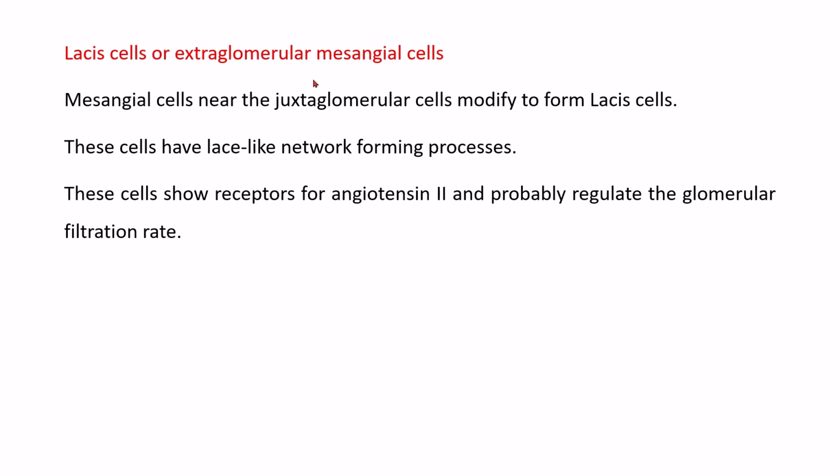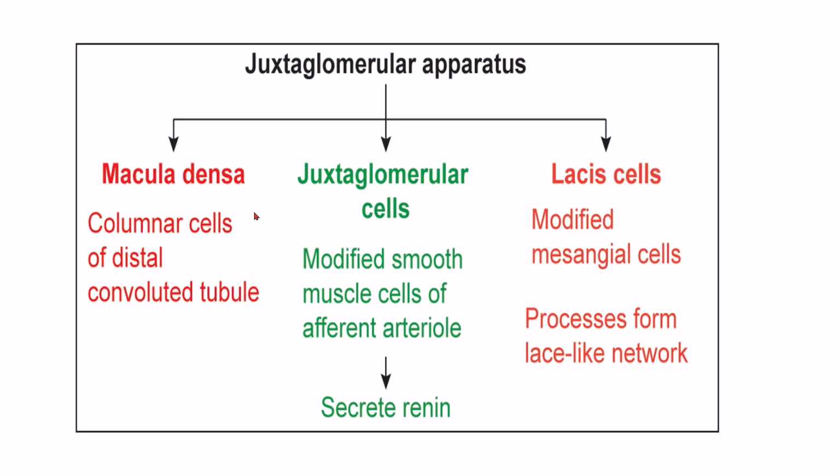Lacis cells are extraglomerular mesangial cells. Mesangial cells near the extraglomerular region modify to form Lacis cells. These cells have lace-like network-forming processes. These cells show receptors for angiotensin II and probably regulate the glomerular filtration rate. So: macula densa, extraglomerular cells and Lacis cells.